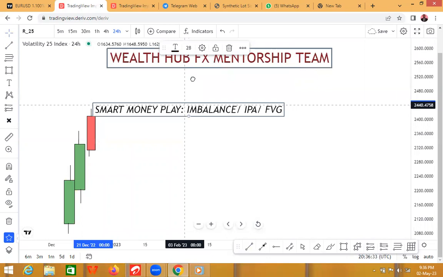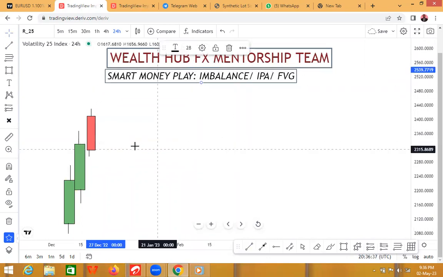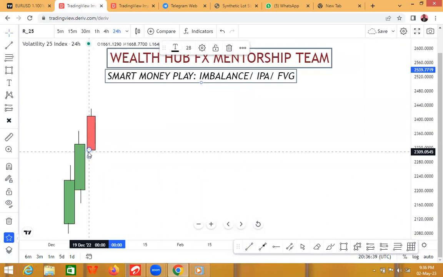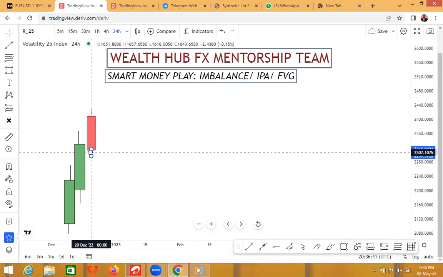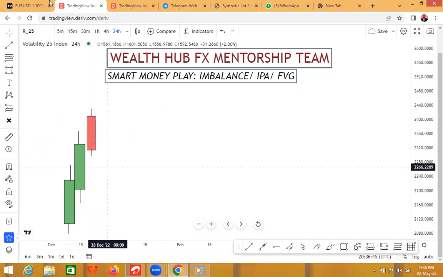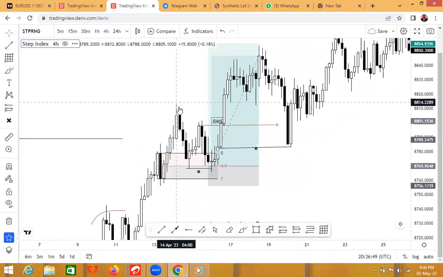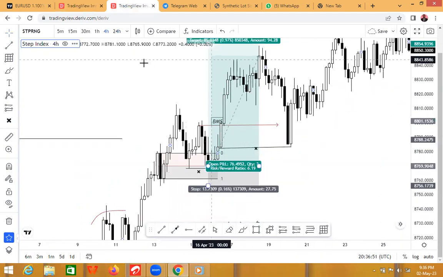This is the concept of imbalances or fair value gap. If you look at these candles, they all have wicks to both sides. That's the typical formation. You see all candles with a wick to the downside, wick to the upside, wick to the downside, wick to the upside.